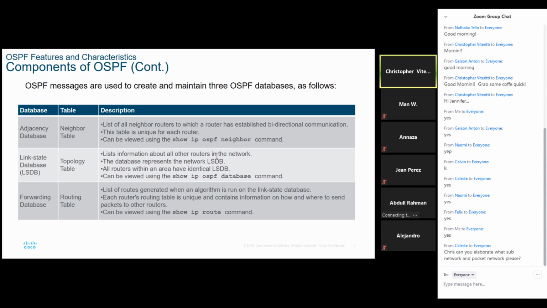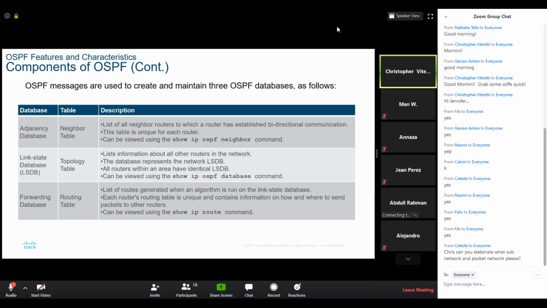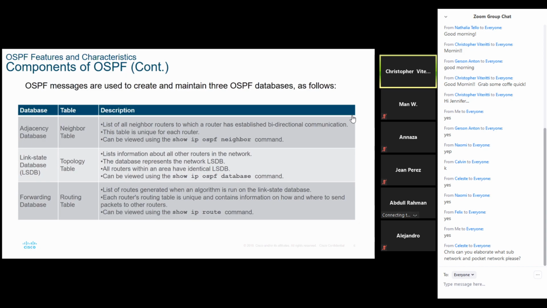All routers within an area will have an identical link state database. You can view this using the show ip ospf database command. The routing table you're already familiar with is simply a list of routes generated when an algorithm is run on the link state database. Each router's routing table is unique, even though they calculate the same link state database on all routers in an area. Each router will have a unique cost to reach each destination. It contains information on how and where to send packets to other routers, and can be viewed using the show ip route command.